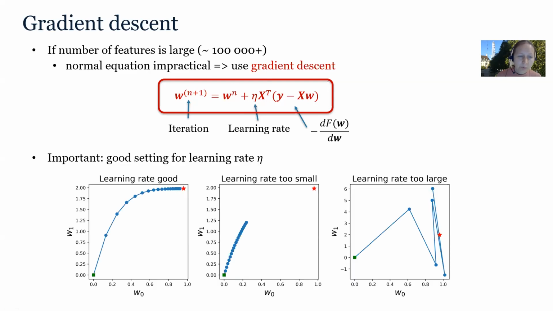Now it is very important to set the learning rate well, because if it's set well, then it will converge nicely to the solution. But if it's too small, then it will not get to the solution, or it would take a very large number of iterations to get there and take a very long time. And if it's too large, it will oscillate around the solution.